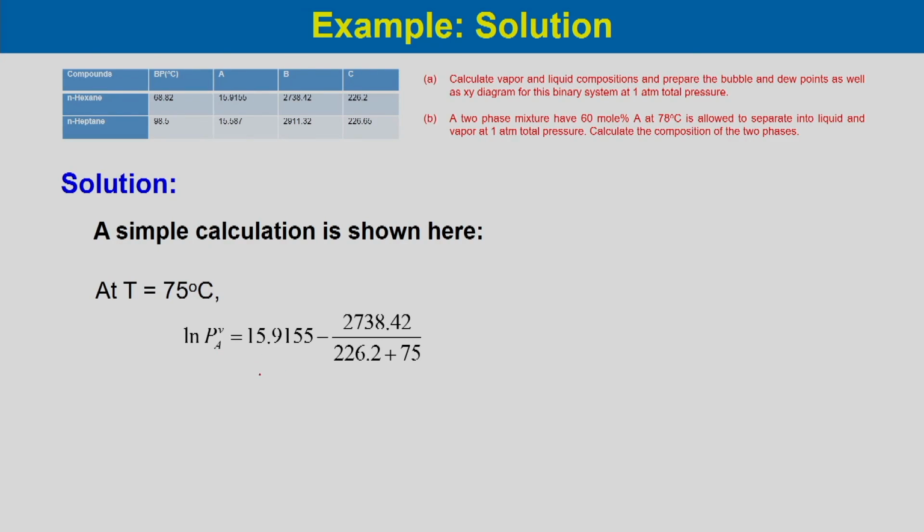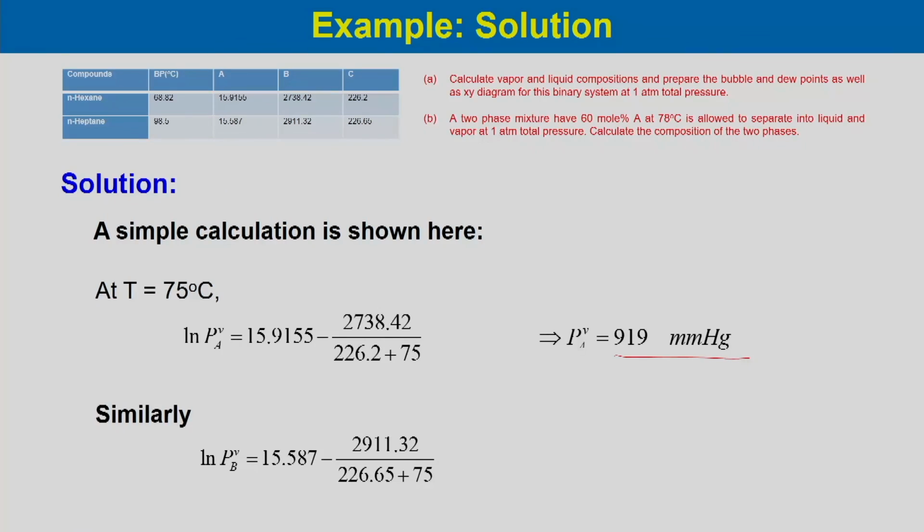ln PAV, after substituting the parameters A, B and C in this equation, gives PAV equal to 919 millimeter Hg. Similarly, we can do this for component B, using the parameters given in this table, ln PBV. We can calculate the vapor pressure of component B, which is 378 millimeter Hg. A is the more volatile component because at the same temperature it has a higher vapor pressure, and B is the less volatile component, with a lower vapor pressure.